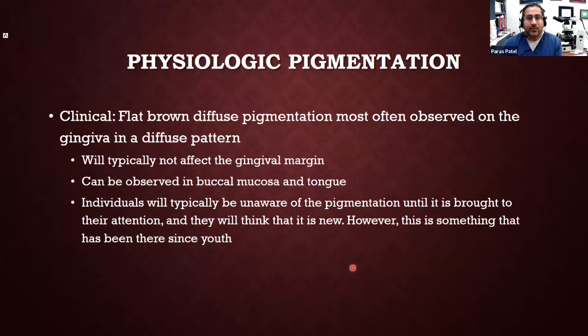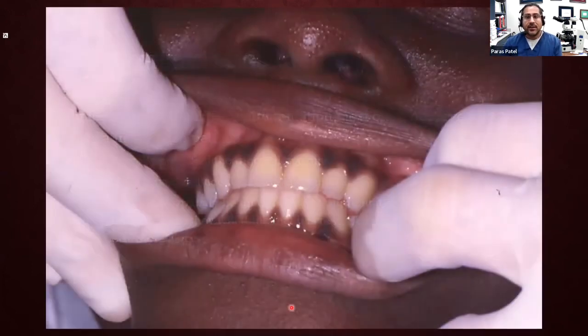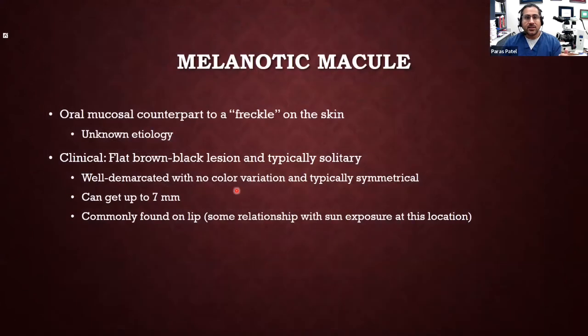Typically, it's not going to affect the marginal gingiva. It can be on occasion found on the buccal mucosa and tongue. And again, like I said, it's typically been there for a long period of time. Patients may not have noticed it. So again, it kind of spares that marginal gingiva, has more of a generalized distribution. It's not splotchy, almost a homogeneous color. And this is a classic example of physiologic pigmentation.